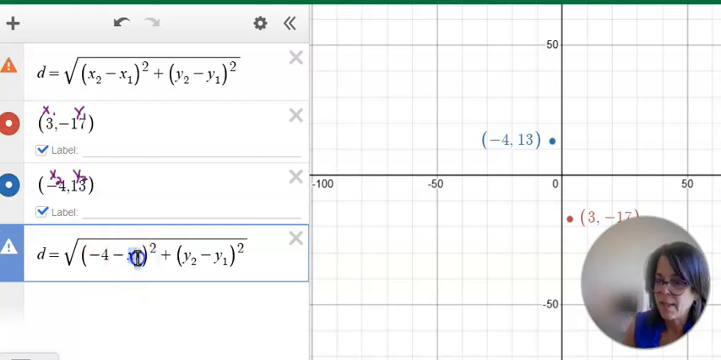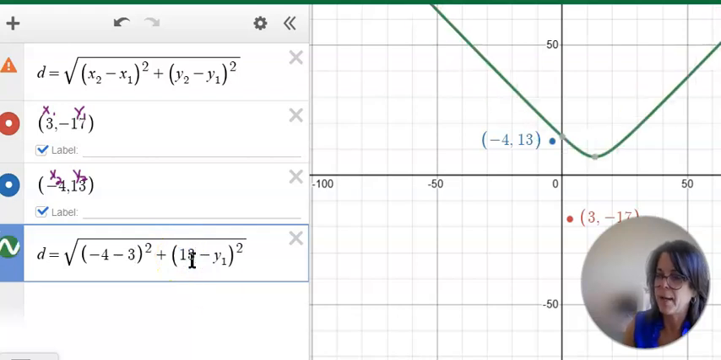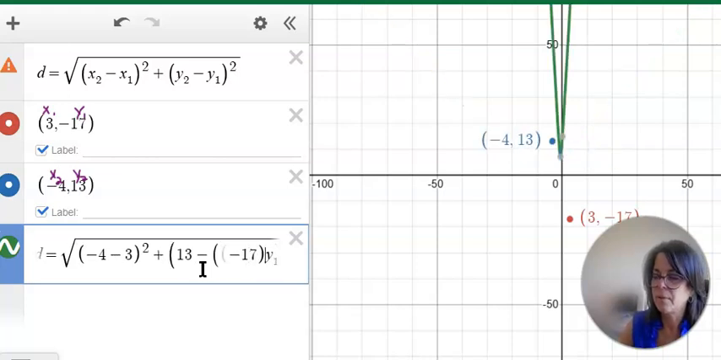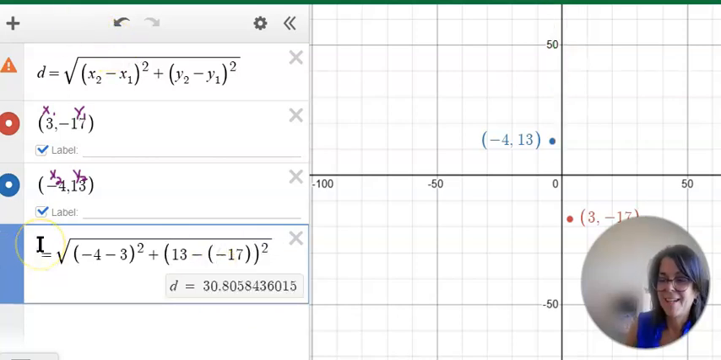And x sub 1 is here, and I'm going to replace it with the 3 because we labeled the 3 as x sub 1. Y sub 2 is 13, so I'll make sure I highlight it and type 13. And y sub 1 is -17. And since there's a minus there, I'm going to use an extra set of parentheses around that -17.